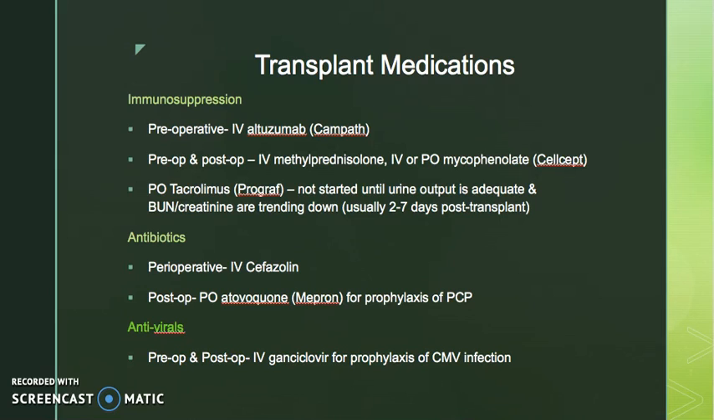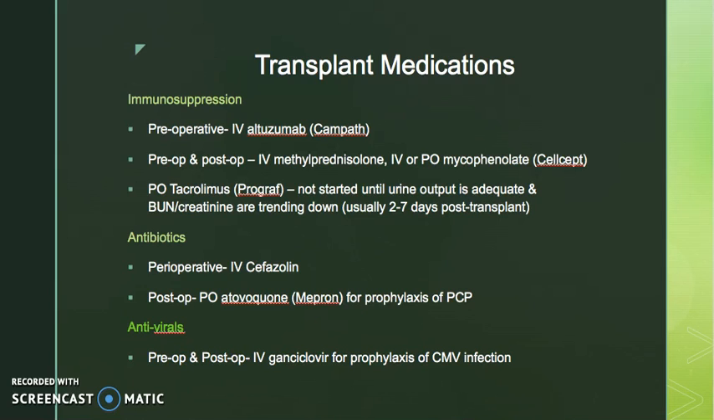Sometimes that takes 2 to 7 days. And good kidney function would be evidenced by a trending downward of your BUN and creatinine and good urine output. PO tacrolimus is a lifelong immunosuppressant. However, it is nephrotoxic. So that is why you wait to start it until you see that the new kidney has developed good function.